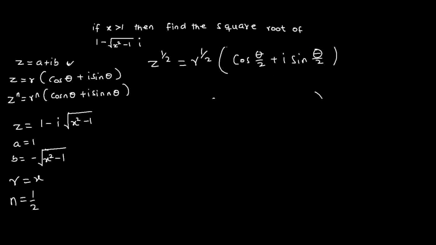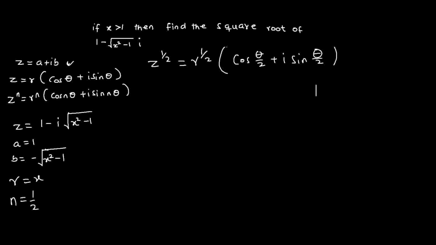Okay, we are going to need this formula. So now let's look at what we are going to do. What I'll do next is represent this complex number on the Argand diagram. Since A is a positive value and B is a negative value, we're going to have this complex number in the fourth quadrant.